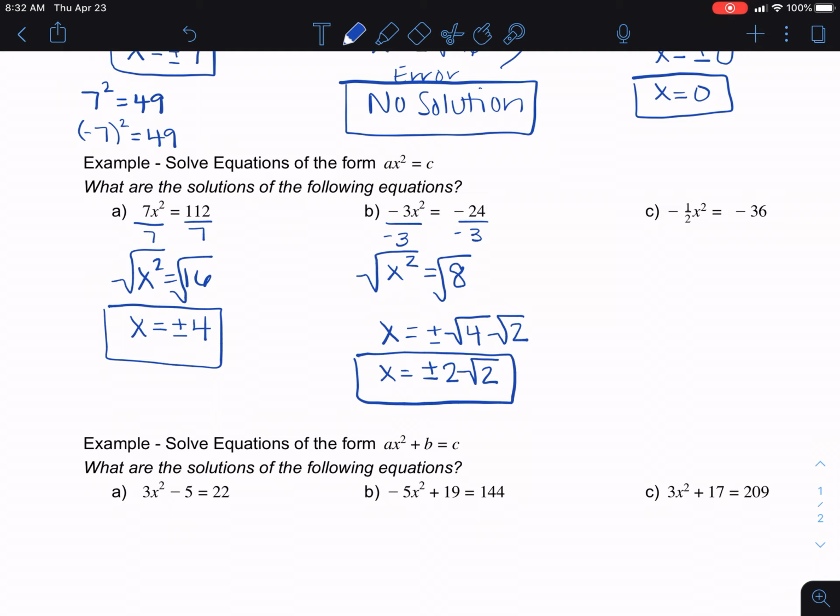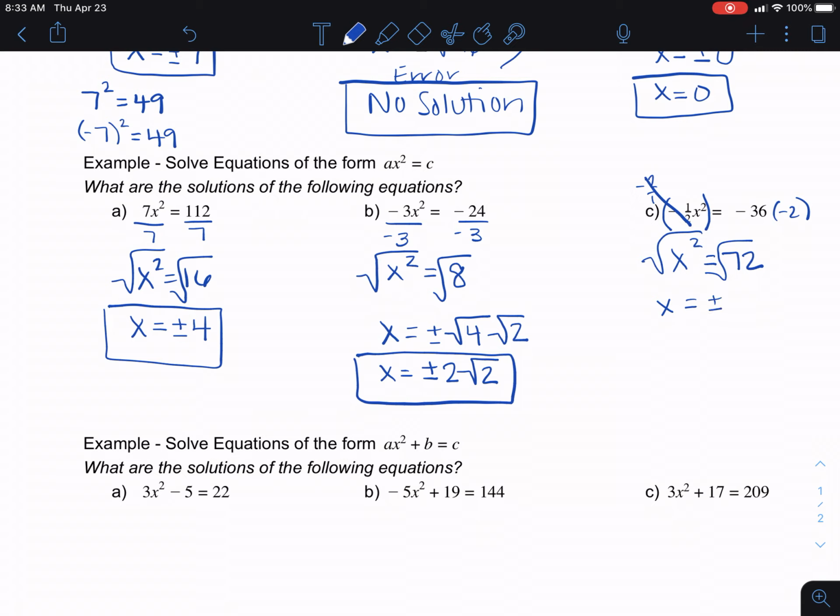Alright, in c, we have negative 1/2 x squared equals negative 36. You can either divide by this fraction, or I'm going to multiply by the reciprocal, which would be negative 2 over 1, or just negative 2. These are going to cancel, and we're left with x squared equals negative 36 times negative 2, which equals 72. If we take the square root of both sides, we get x equals plus or minus the square root of 72.